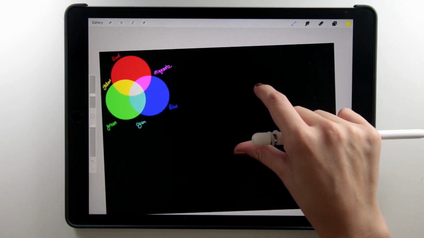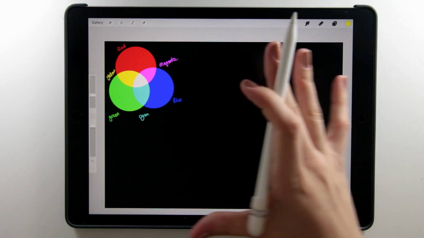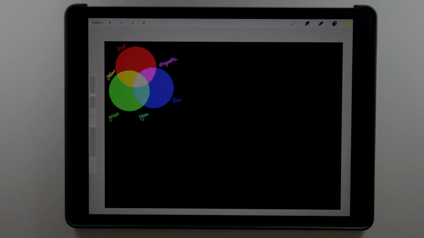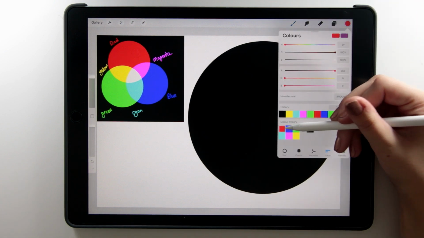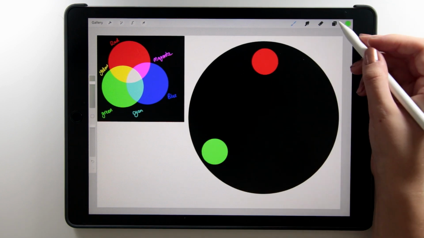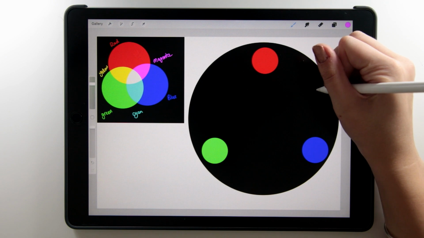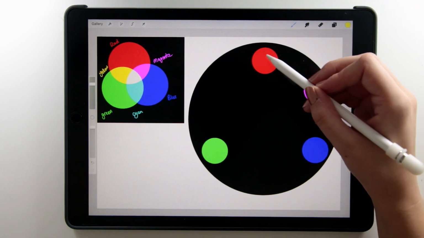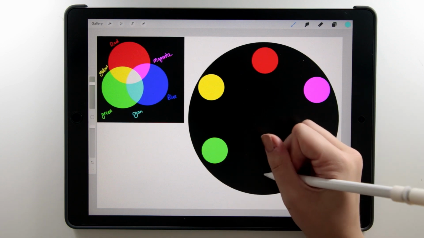Let me draw this into a proper colour wheel like I did in the previous video so you can see fully what's going on here when you mix all of the colours. So again, we start with black, or the absence of light. We add our primaries, red, green and blue. Then we add our secondary colours, magenta in between red and blue, yellow in between red and green, and cyan in between green and blue.